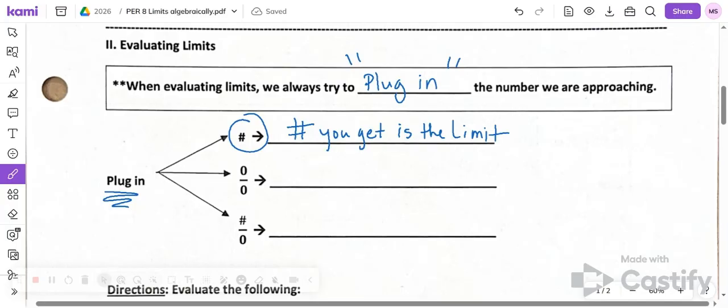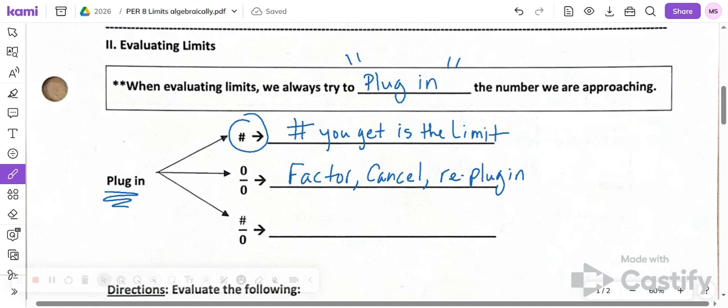Second case comes along and you get this 0 over 0. This tells you something is going on. What you're going to have to do is factor, cancel, and then re-plug in. And now you should get a number after you do that. And then that number would be your answer.